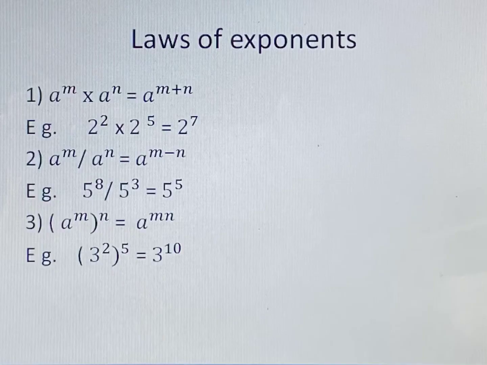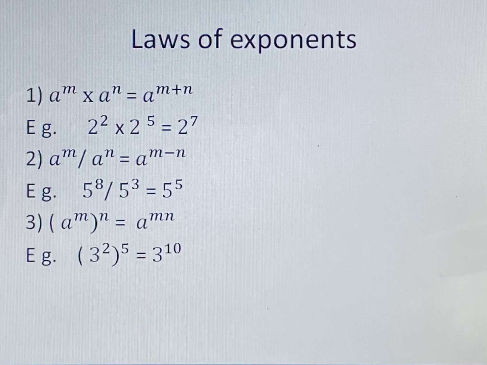Now for studying next examples, let us recall the laws of exponents which we have studied in lower classes. First law is a raised to m into a raised to n is equal to a raised to m plus n. For example, 2 raised to 2 into 2 raised to 5 will be equal to 2 raised to 2 plus 5, that is equal to 7. Second one, a raised to m upon a raised to n is equal to a raised to m minus n. For example, 5 raised to 8 upon 5 raised to 3. It can be written as 5 raised to 8 minus 3, that is equal to 5 raised to 5.